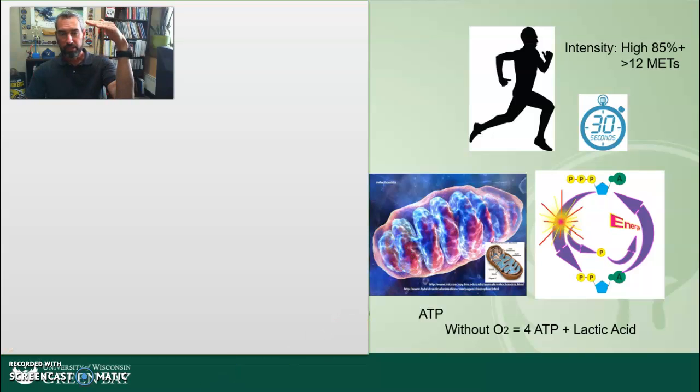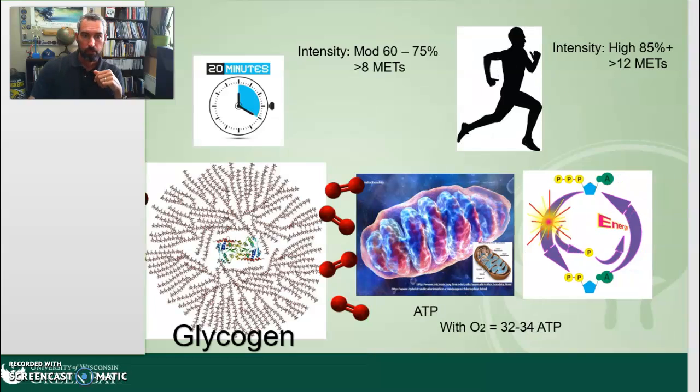So there's an inverse relationship: as the intensity drops, the time can increase. So if the activity requires more than about 30 seconds of sustained activity, we really need oxygen to be part of that equation. So really when we get in that 60 to 75% of our target heart rate zone, more than 8 metabolic equivalents, we need oxygen. So it's kind of in that moderate to upper moderate range of intensity.